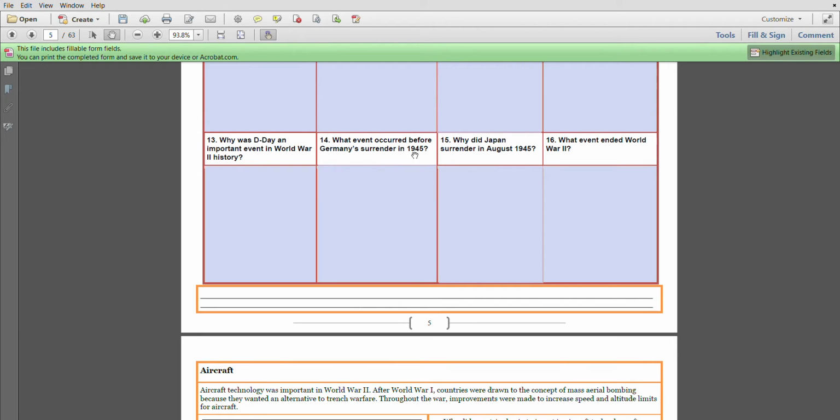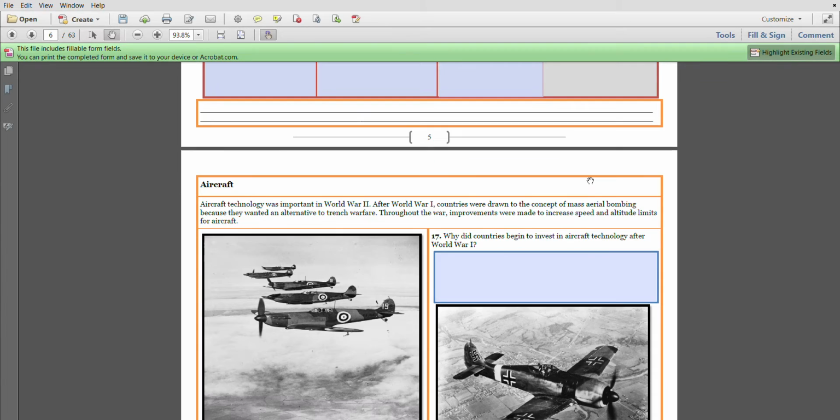14. What event occurred before Germany's surrender in 1945? 15. Why did Japan surrender in August of 1945? 16. What event ended World War II? And type your answers directly in these boxes, all right, guys? Make sure you save your document often so you don't lose progress.